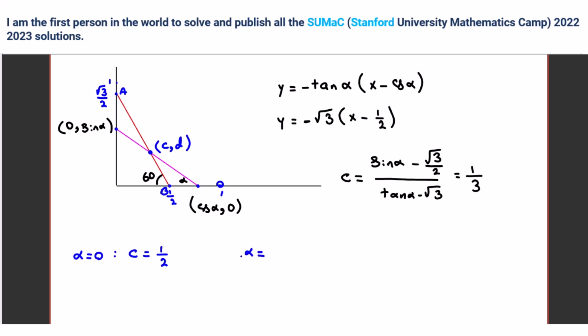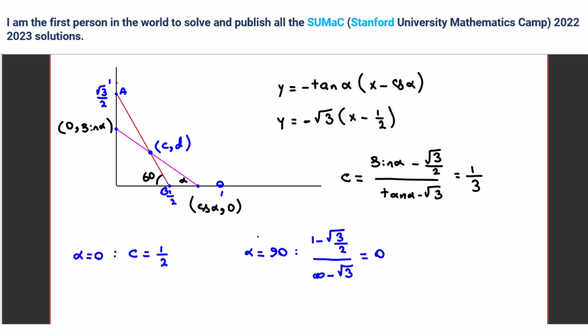Now, if maximum alpha is what? 90. Yes. What's this one equal to? Well, it's not really defined, right? The tangent 90 is infinity, right? So it is equal to 0. So as you can see, because C lies on this one, do you agree C can only be from 1/2 to 0?